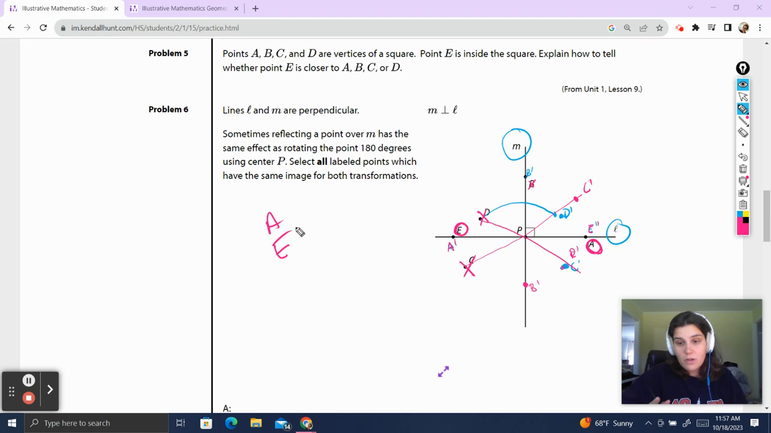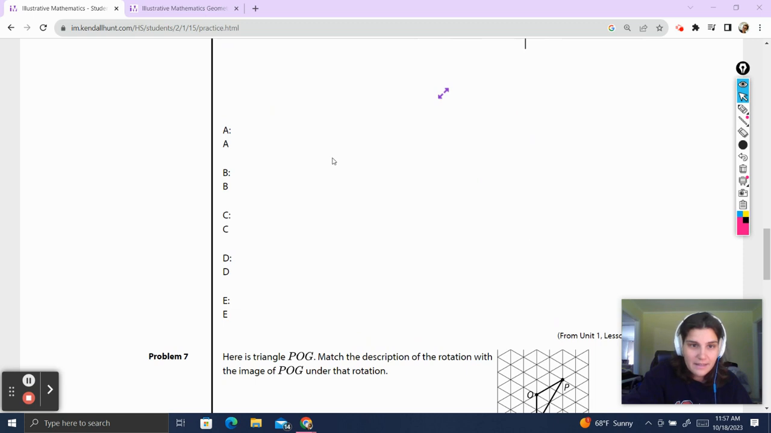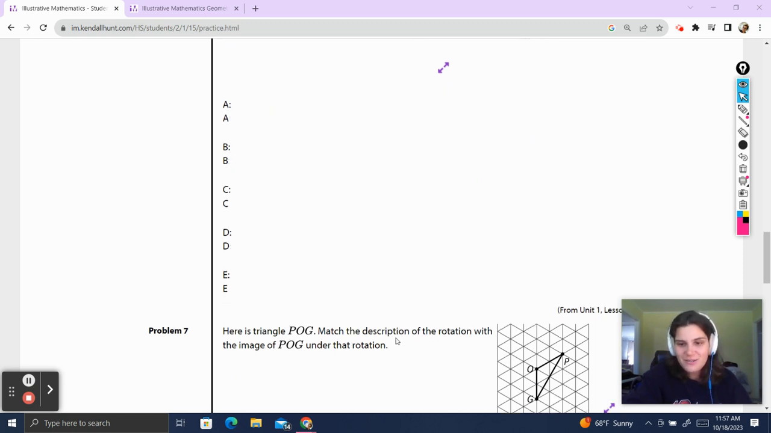Now be careful with the multiple choice below. I'm going to let you fill that out yourself because these are the points. Make sure that you're identifying the answers A and E rather than the actual letters A and E. So the correct answers would be A and E. They match up the letters, which is smart.